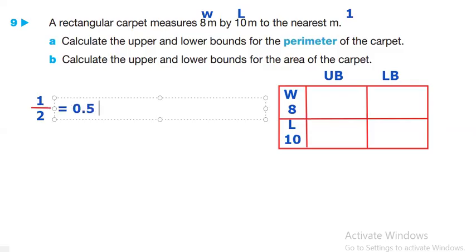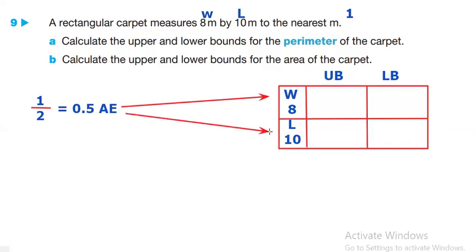So the degree of accuracy is to the nearest meter. So the absolute error will be 0.5. Now, after finding the absolute error, I'm going to use it with the original numbers. I'm going to add it and subtract it from here to find the upper and lower bound. So 0.5 plus 8 will give me the upper bound, so it's going to be 8.5. And to get the lower bound, I'm going to subtract it, 8 minus 0.5. So the lower bound will be 7.5.